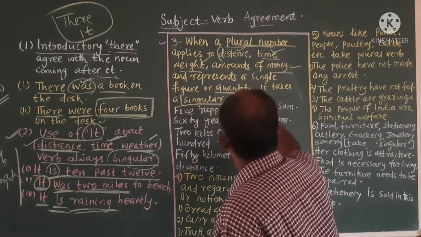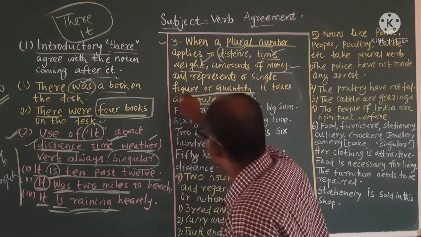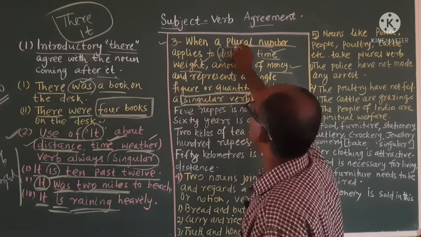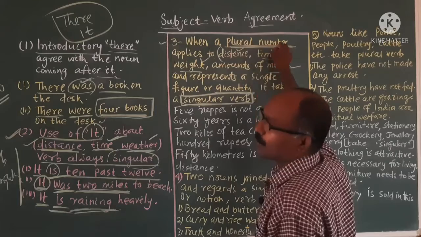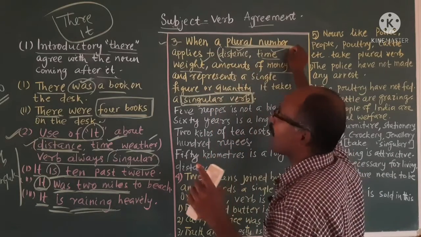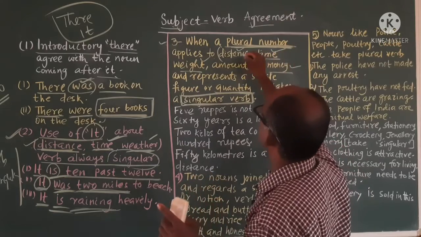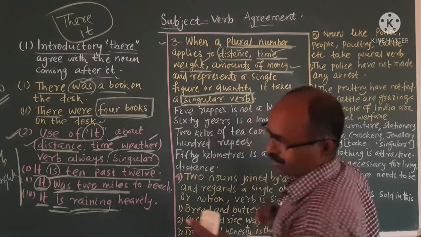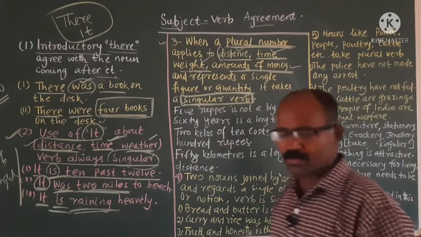Please remember, my dear students, please remember. The formula says it will take a singular verb. But what is it all about? Now it looks like a plural number. To the eyes it looks like a plural number. And in regard to what? In regard to distance, time, weight, amounts of money. Okay, now we will discuss one by one.